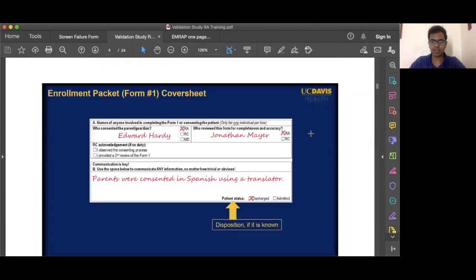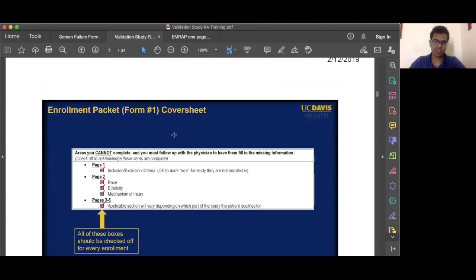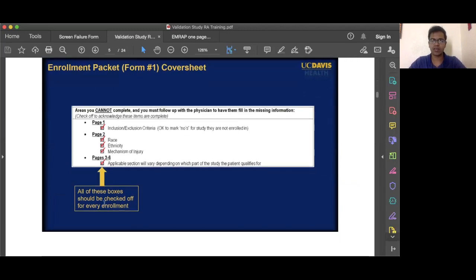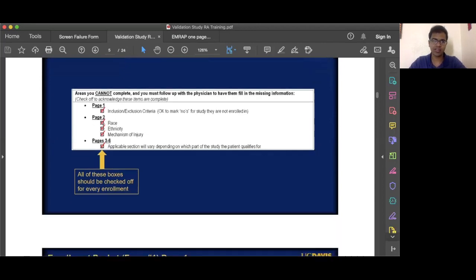would look something like this. These are areas that the attending has completed, and you just want to double check that these have all been filled out. And for every enrollment, regardless of whether they're admitted or discharged, all of these boxes have to be checked, because that's something that the attending has to fill out, and we're just double checking.